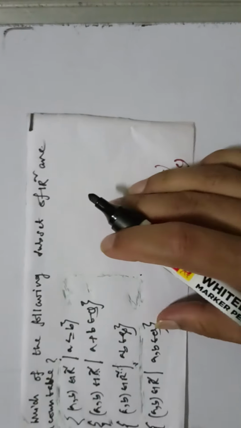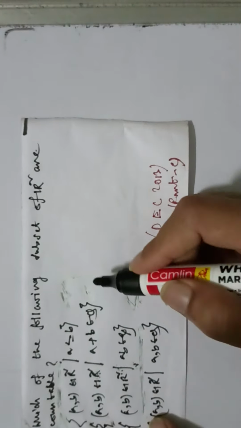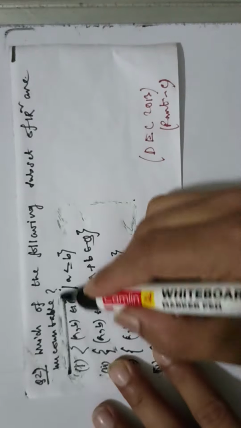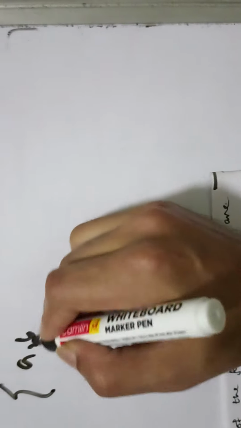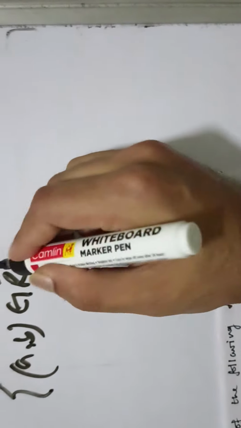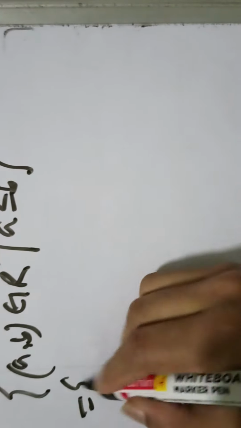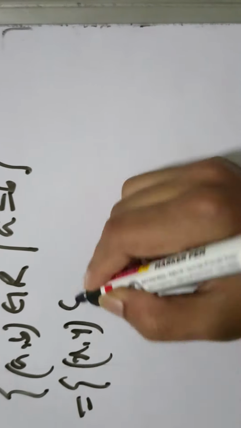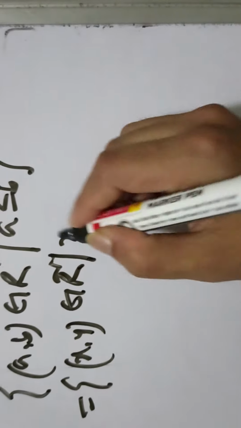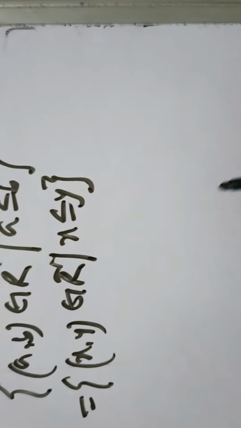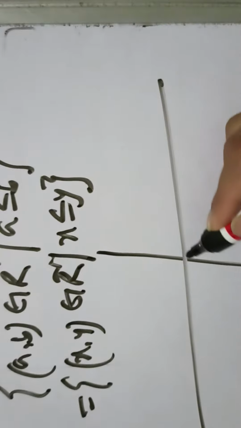This question is from December 2013, part C. Here is the set of (a, b) belonging to R2. It says which of the following subsets are uncountable. There are 4 options given. The first set is {(x, y) belonging to R2 such that x is equal to y}. This line is x equal to y.